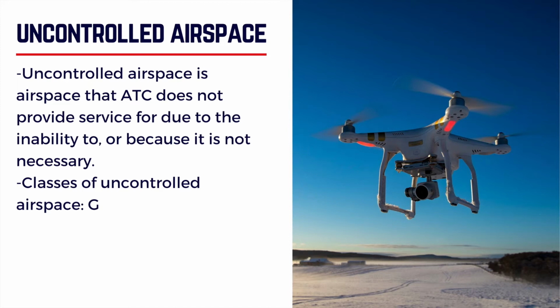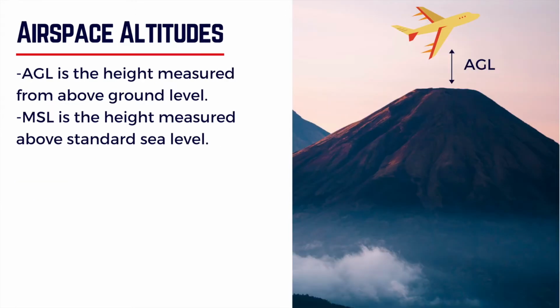Class G is always the airspace that we as remote pilots like to fly in just because we do not have to get pre-approval to do that specific flight operation. Now, we're going to start getting into the different types of uncontrolled airspace altitudes for Class G. There's a few different ones that we are going to look at. But first, we need to know the different types of airspace altitudes.